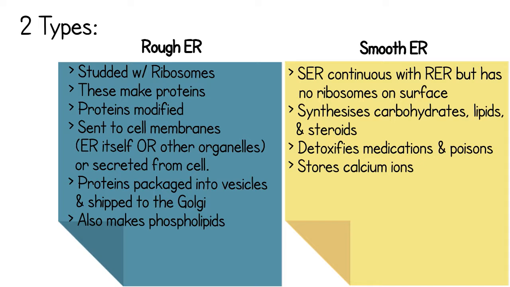Inside the ER, proteins are modified and then sent to cellular membranes or secreted from the cell. They are packaged into vesicles and shipped to the Golgi. The rough ER also makes phospholipids for cellular membranes.